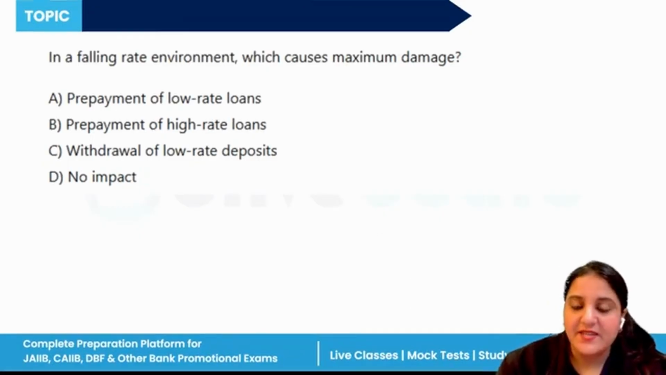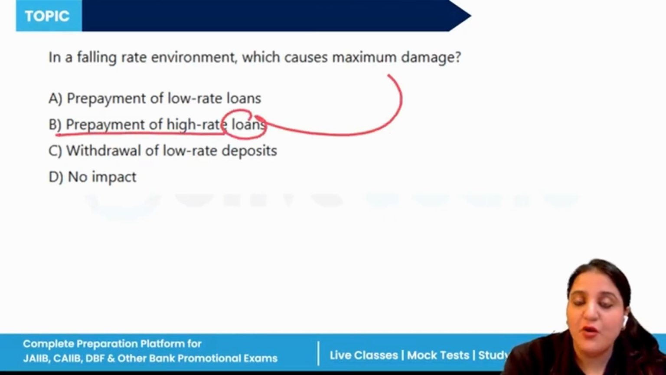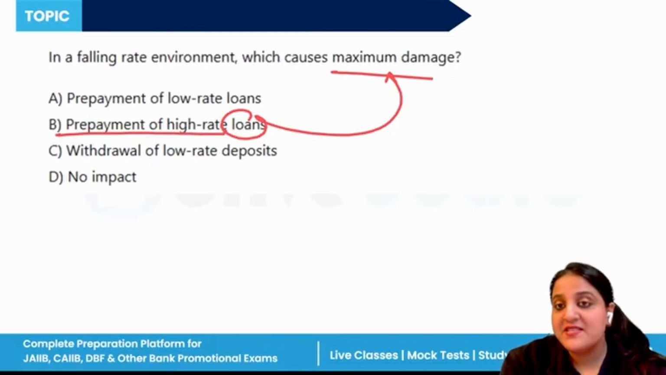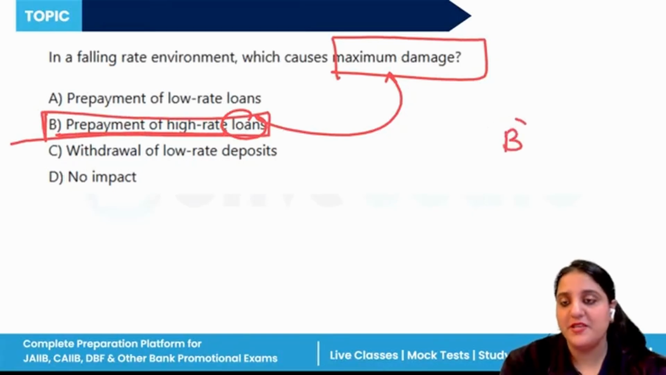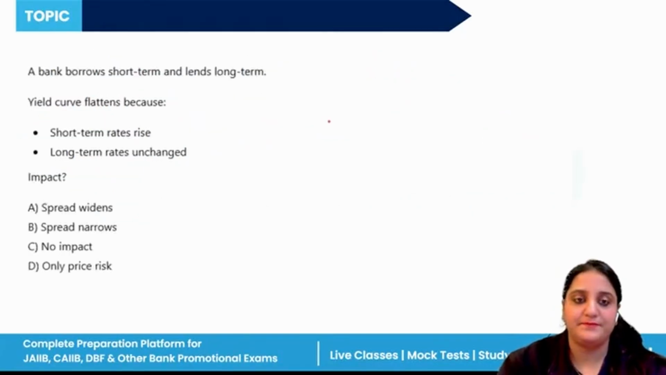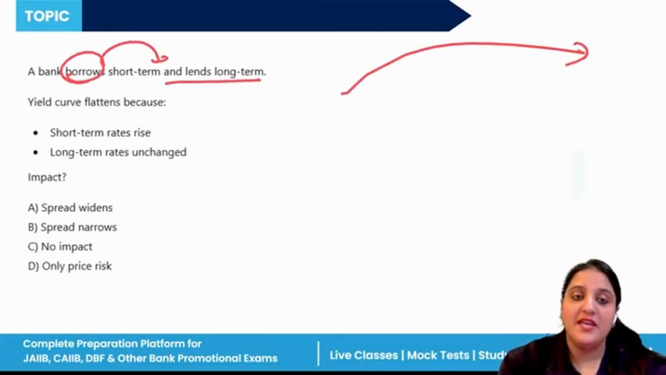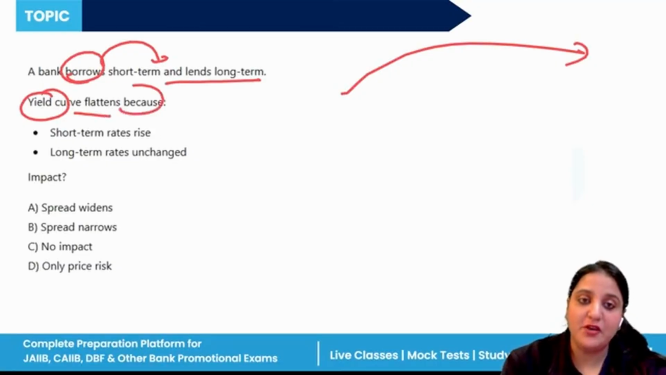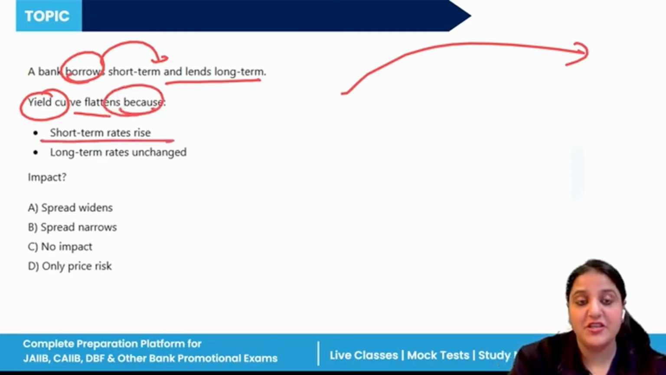So we can say that prepayment of high rate loans causes the maximum damage. Prepayment of high rate loans. So option B is correct here. Suppose a bank borrows short term and lends for long term. If the yield curve flattens because short term rates rise and long term rates are unchanged, what is the impact of it?